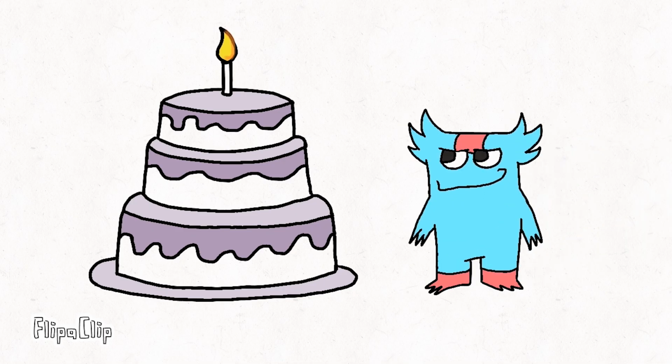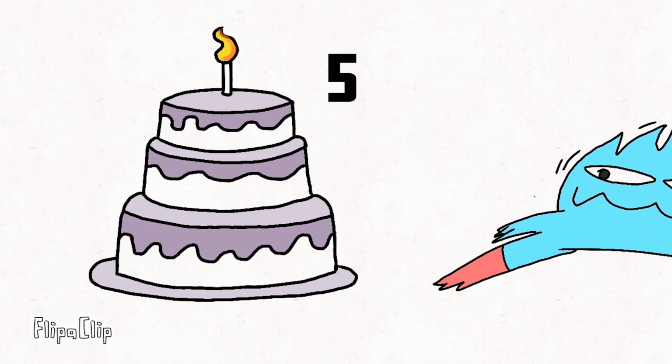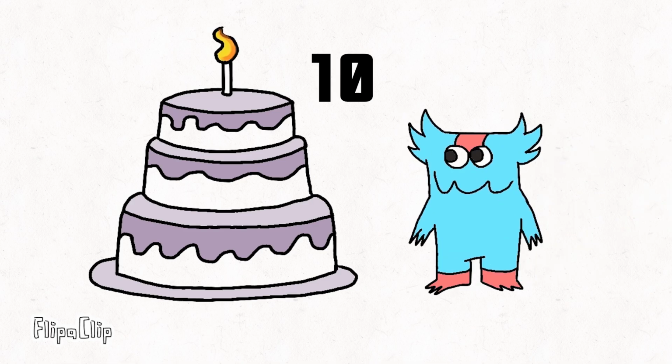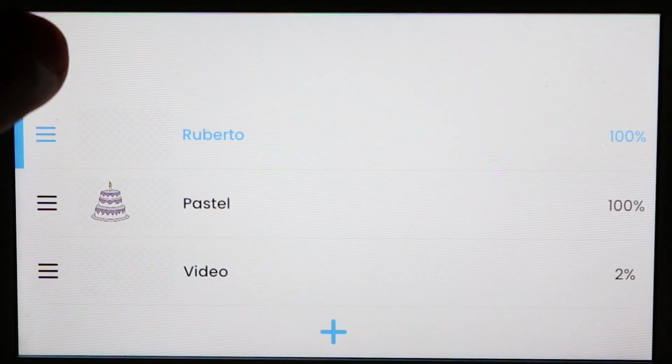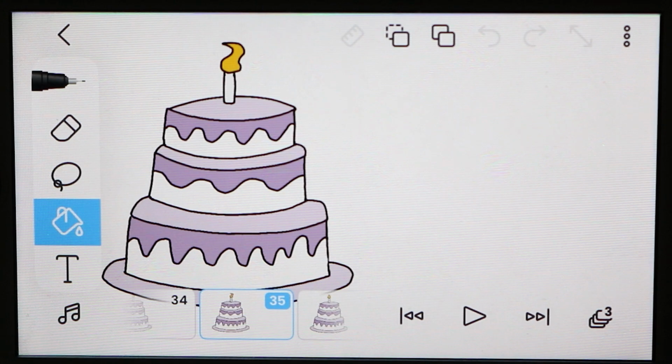Step number 2, Ruberto entering the scene. For this part, we're going to draw these 10 poses of the character throughout the sequence. They're very simple poses, but I'm going to try to explain them anyway. Let's create a new layer for Ruberto. Let's go back to frame number 35 and start drawing his entrance.